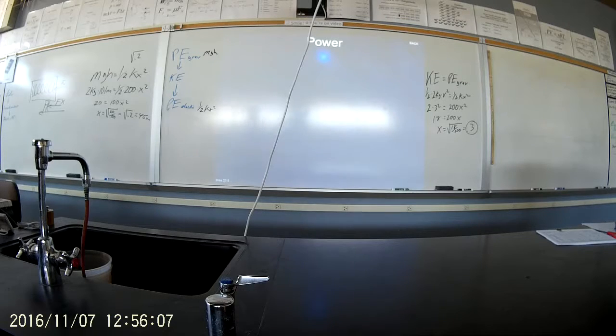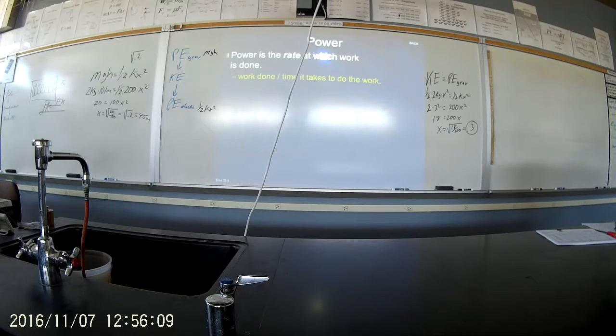Time. Time out. So power is the rate at which work is done. Power is the rate at which work is done. It is quite simply work divided by time.